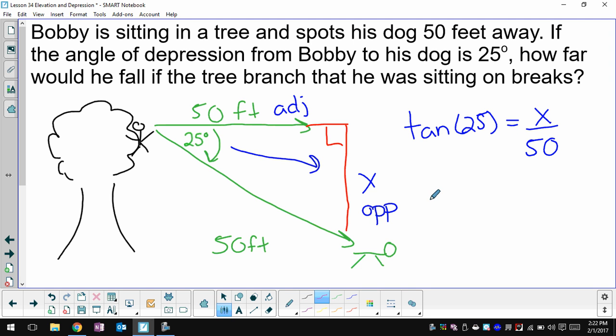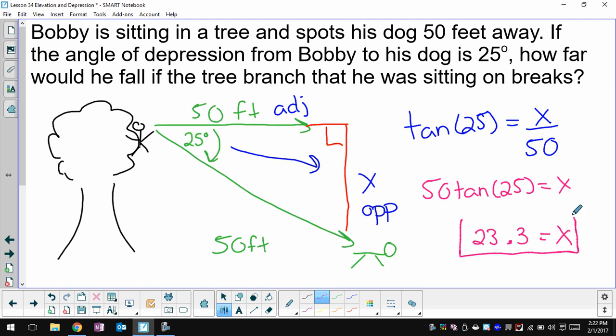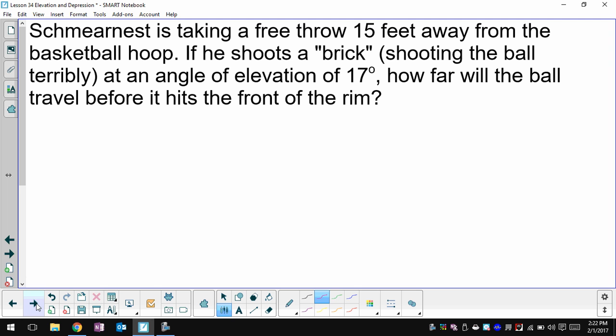I can multiply both sides by 50. Pop that in my calculator and figure out that if the tree ends up breaking, Bobby will fall about 23.3 feet before he gets to the ground, which probably won't be a good thing. So go ahead and pause here, do your best to draw a picture, and figure out how far this ball has to travel.